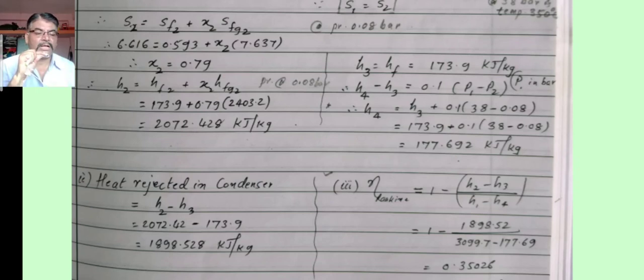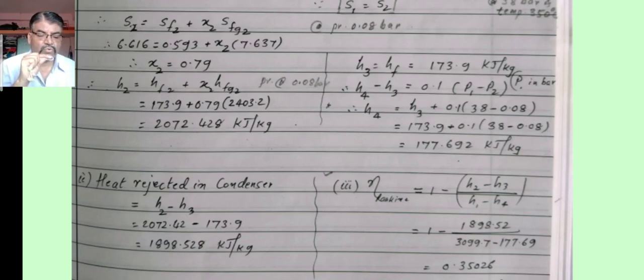One more answer we have to find is the heat rejected in the condenser. As we know, the condenser is between 2 and 3. Therefore it is H2 minus H3, and if I put in those values, I get the heat rejected. The answer is 1898.52 kilojoules per kg. And one more important answer is how to find the Rankine efficiency.